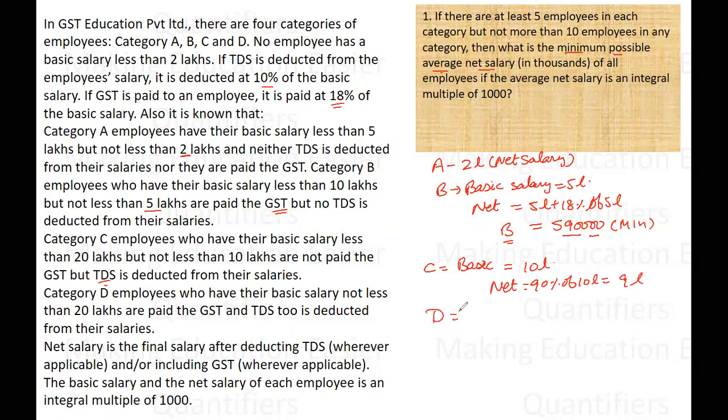And for category D, they are paid GST and TDS is deducted. So let's say their basic salary is, say, X. On this X, how will you get the net? 10% will be deducted, so 0.1x will be deducted, and 18% is paid. So out of this X, 10% is deducted and 18% is paid. So basically they are getting 8% more. So this is 1.08x, and the minimum value for them is 20 lakh. So if I put x equal to 20, this will be 1.08 into 20, which comes out to be 21,60,000.